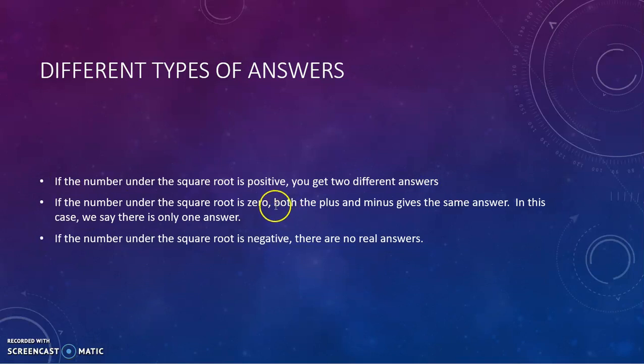If the thing underneath the square root, if the discriminant is its name, is 0, both when you add and subtract, they both give you the same answer. So we say there's only one answer. And once you've done the plus 0, you don't have to do the other answer, which is minus 0, because you know it will come out to be the same. Okay, and if the number underneath the square root is negative, we say there are no real answers. Now, some algebra classes will say there are complex answers, but for this video, I'll just say there are no real answers.